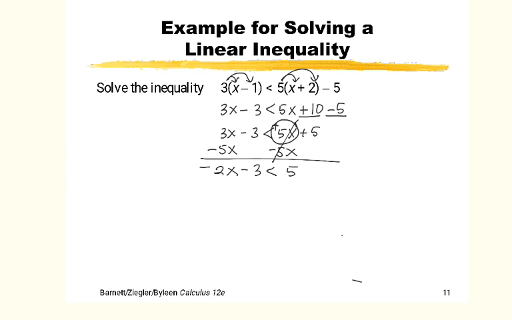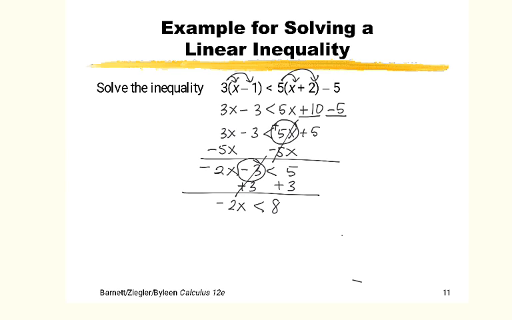We want to isolate the negative 2x first in order to isolate x. Notice here I have a minus 3, so I want to do the inverse of subtracting 3, and I want to add 3. But to make sure it stays equal, I'm going to add 3 on both sides. So the 3's cancel on the left side, and we're left with a negative 2x less than 5 plus 3 is 8.